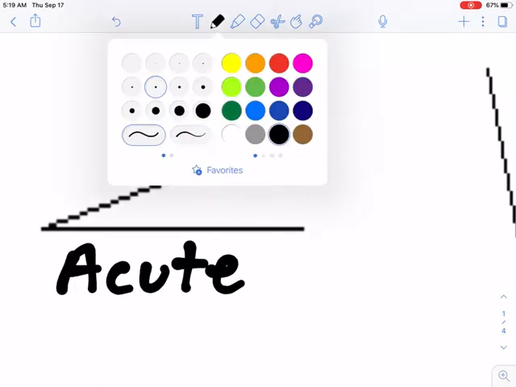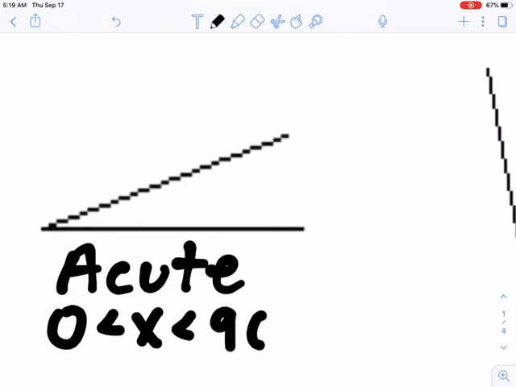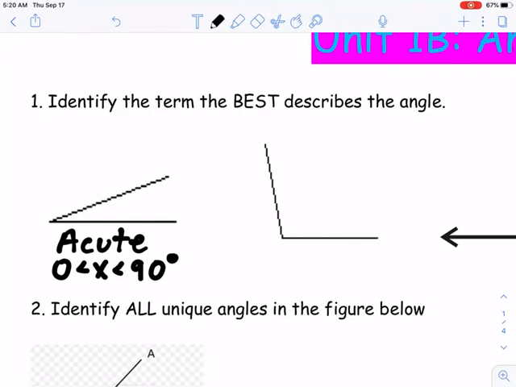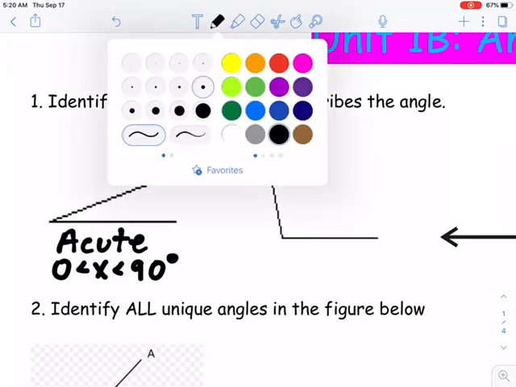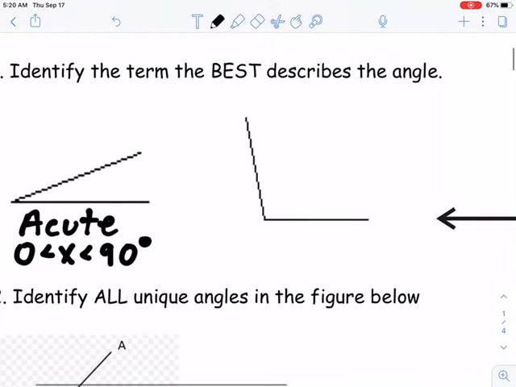Alright? Furthermore, remember acute is some angle measure, we call x, that has to be bigger than 0 and less than 90 degrees. So those are the qualifications for an acute angle. Alright, then, next one.